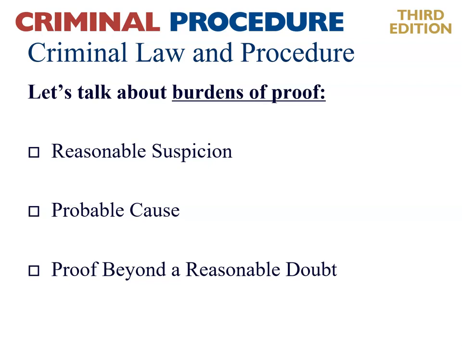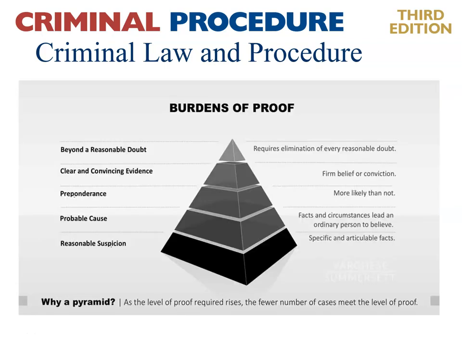Probable cause is the next one. That's a higher level, and this is what you would need to actually search, seize, or arrest. And then finally, proof beyond a reasonable doubt is what you would need in the courtroom to convict someone. The reason the burden is so high is because you don't want to wrongfully send someone to prison, of course, so the burden is as high as it can be. I put a couple of charts in here for you to look at. And there are some other burdens that fit in there, because remember, there's civil law and there's criminal law.